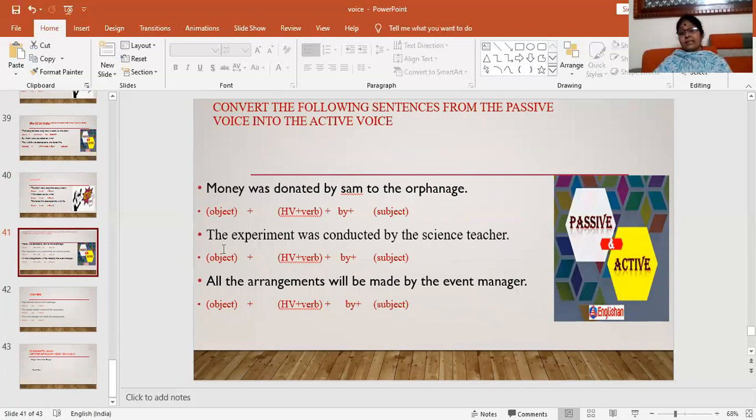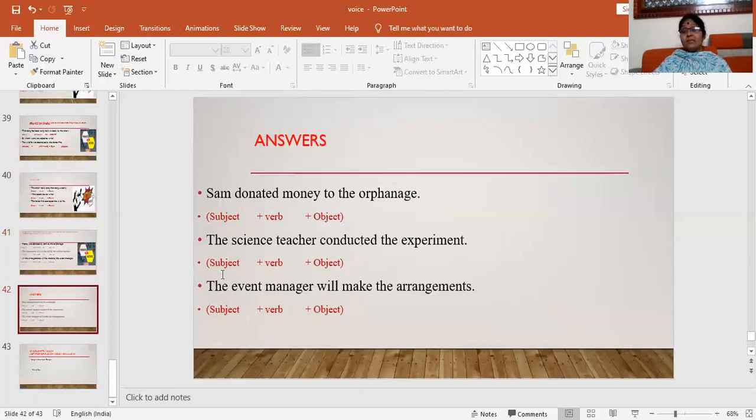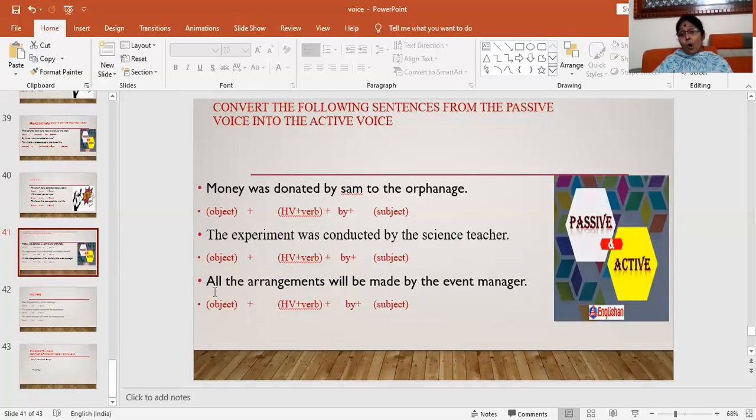Now look at the sentence. The experiment was conducted by the science teacher. Now we have to make it into active voice. What will our answer be? The science teacher conducted the experiment, right? Now, one last one we'll try to do. All the arrangements will be made by the event manager, right?